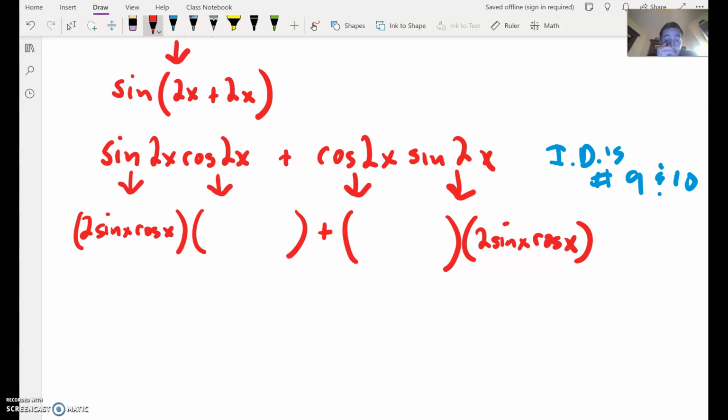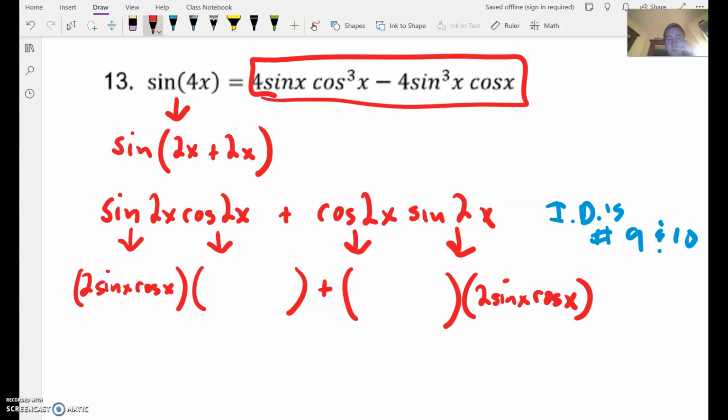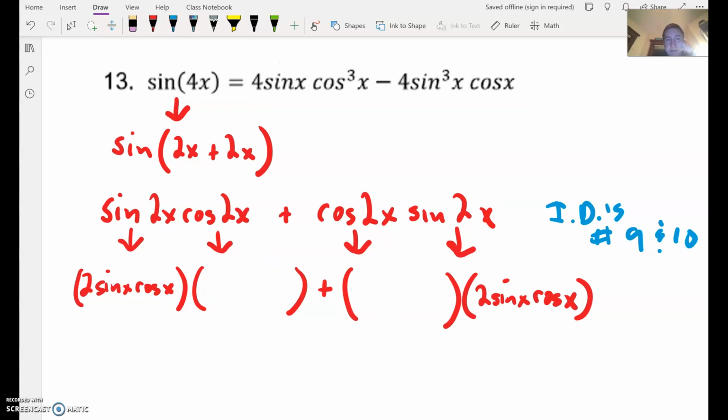So I like sine of 2x because that only has one choice. But look up here. We've got to decide what do we want to turn this one into. And when I look at the right, I see cosine cubed here. I see sine cubed here. So the fact that one of them has a cosine cubed and the other one has a sine cubed, I'm thinking that I'm going to use the 2 variations.